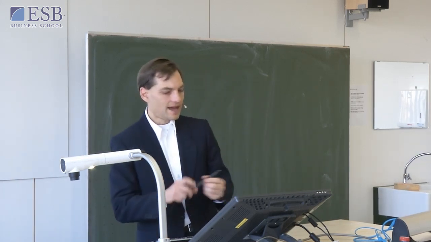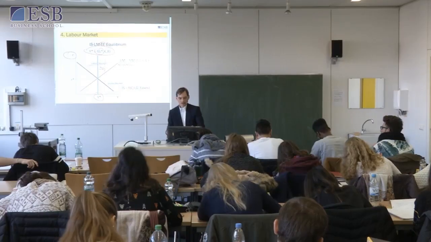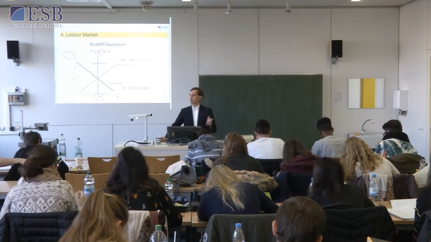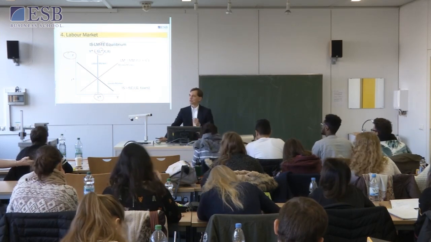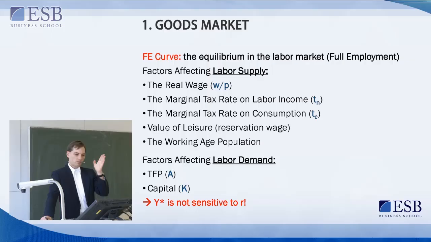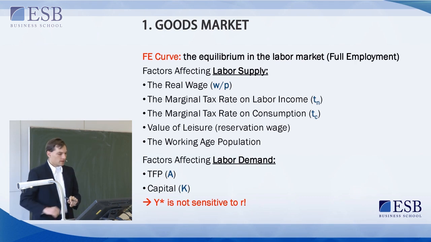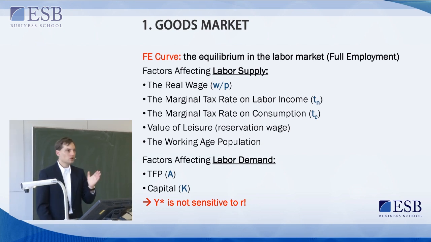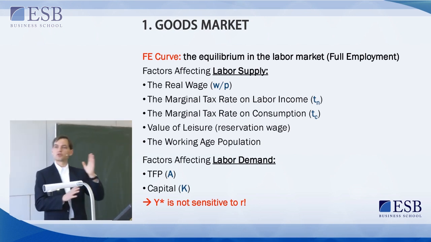So in this diagram, you can now see the complete model. The complete model consists of the LM curve, upward sloping, the IS curve, downward sloping, and the labor market equilibrium curve, the FE curve, vertical for the labor market. So let me go back for a second and once again talk about the factors that may change this curve. Now we have seen it's a vertical curve, but what are the factors that shift this curve to the right and to the left?